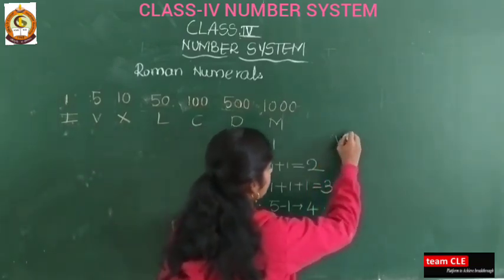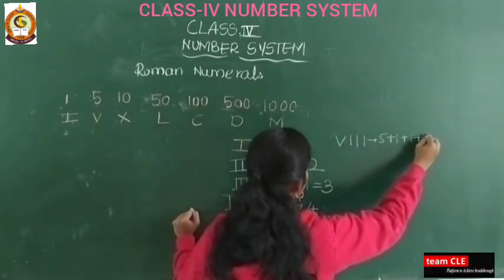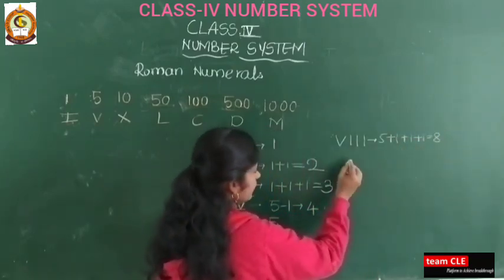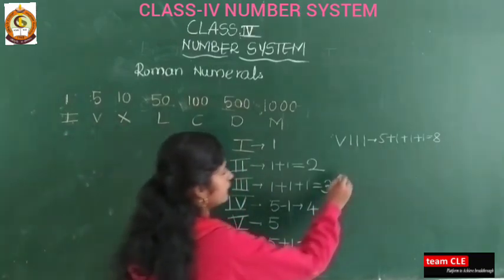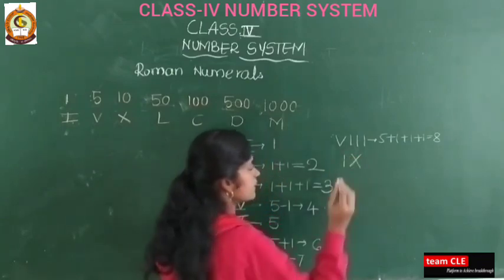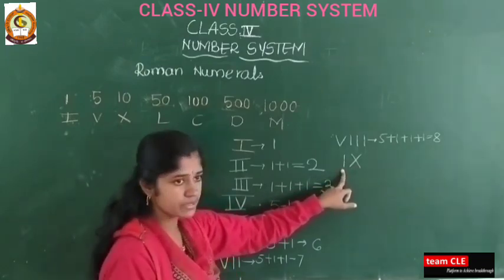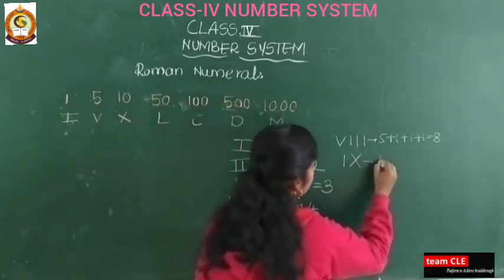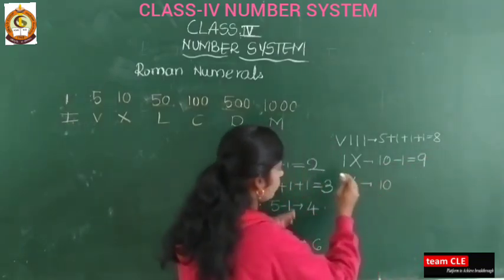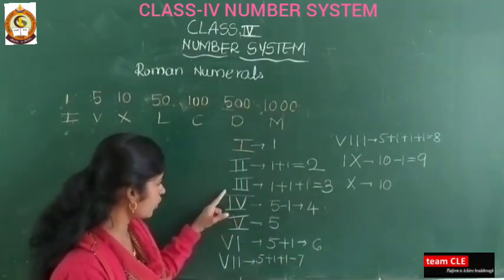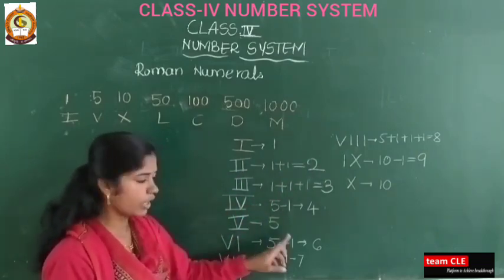Next you take 8. V, I, I, I means 5 plus 1 plus 1 plus 1. How much is it? 8. Then how to write 9? Already you know how to write 10, that is X. And if I place the smaller letter before the larger letter, then it becomes 9. 10 minus 1 is 9. So while writing this, I used 3 rules: the rule of repetition, any letter will repeat only 3 times, the rule of subtraction, and the rule of addition.